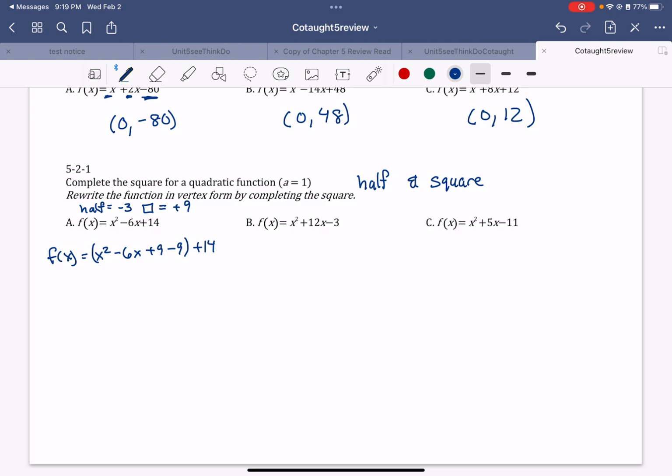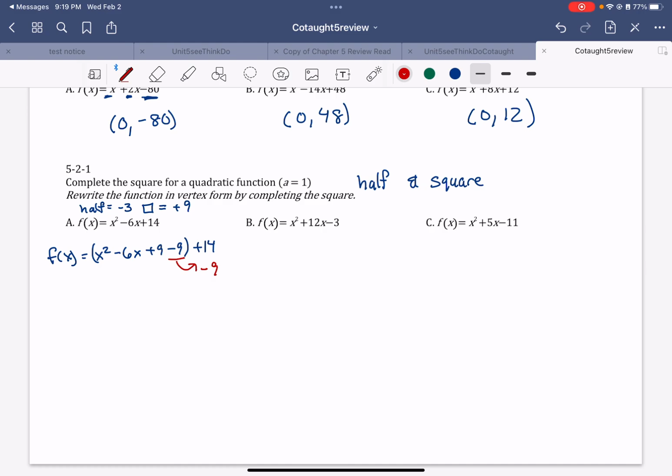Just to be consistent, I'm going to always put both of them in parentheses, even though I can take this -9 right away out. But that's just going to help me be consistent. If you don't want to do that extra step and put it out at the beginning when you don't have to, when there's no a, then you don't have to put it in the parentheses, but I'm going to always put it in just to be consistent.